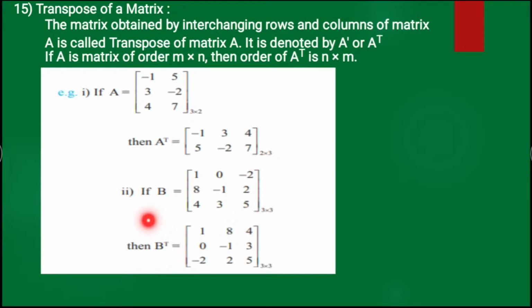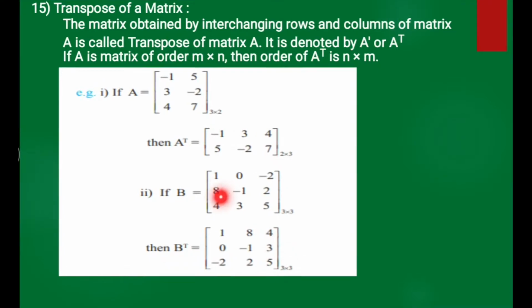Now see the second example. If B equals a matrix of order 3 by 3, then the transpose matrix also is of order 3 by 3. Here while writing the transpose, we write elements of first row 1, 0, minus 2 in first column: 1, 0, minus 2. Elements of second row 8, minus 1, 2, we write in second column: 8, minus 1, 2. And elements of third row 4, 3, 5, we write in third column: 4, 3, 5. So in this way we obtain the transpose of matrix B.